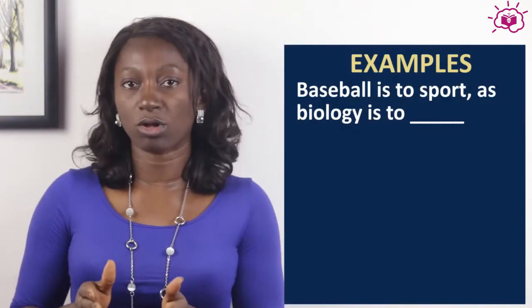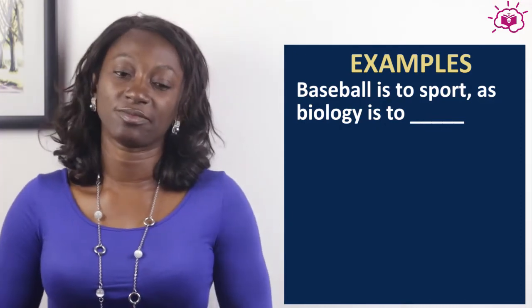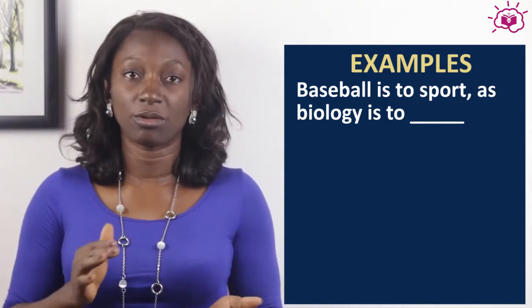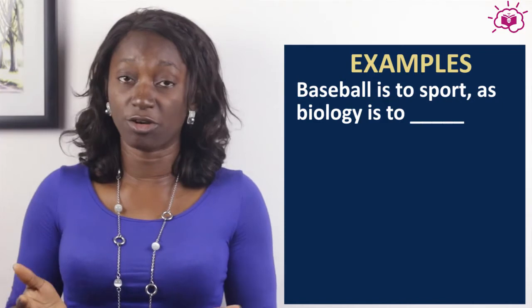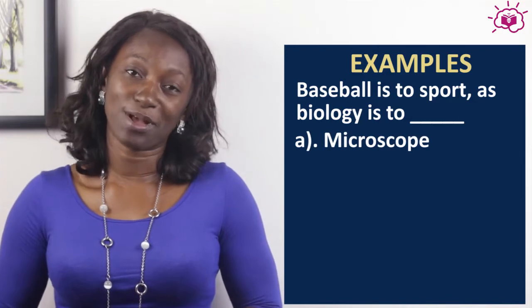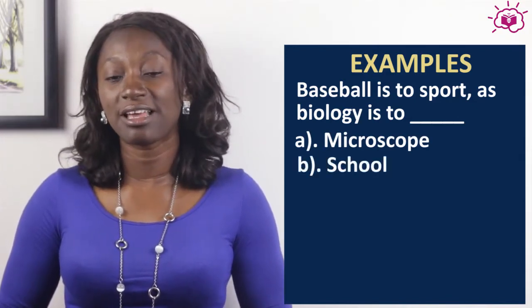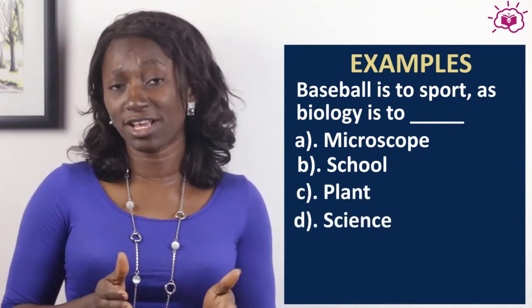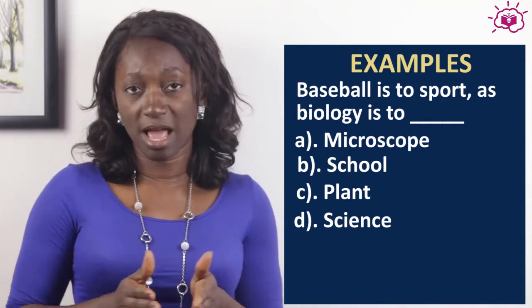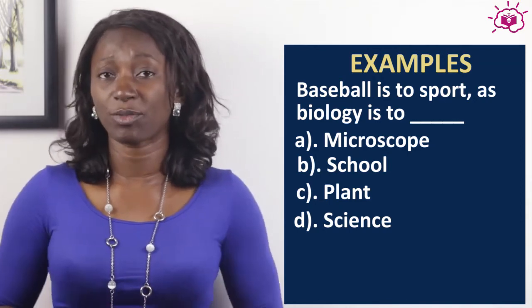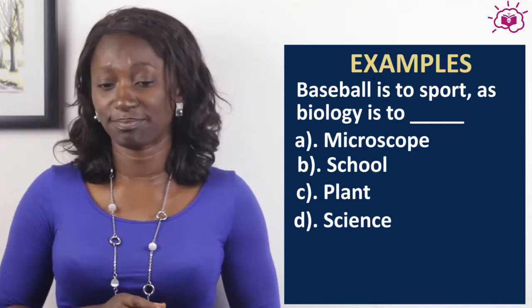Another example is when you say baseball is to sport as biology is to dash. We all know that baseball is a type of sport. It's also a small part of the general category of sports. Hence the options: A, microscope; B, school; C, plant; and D, science. If you don't examine the relationship between baseball and sports at first, you might be tempted to pick choice A or choice C, which is microscope or plant.